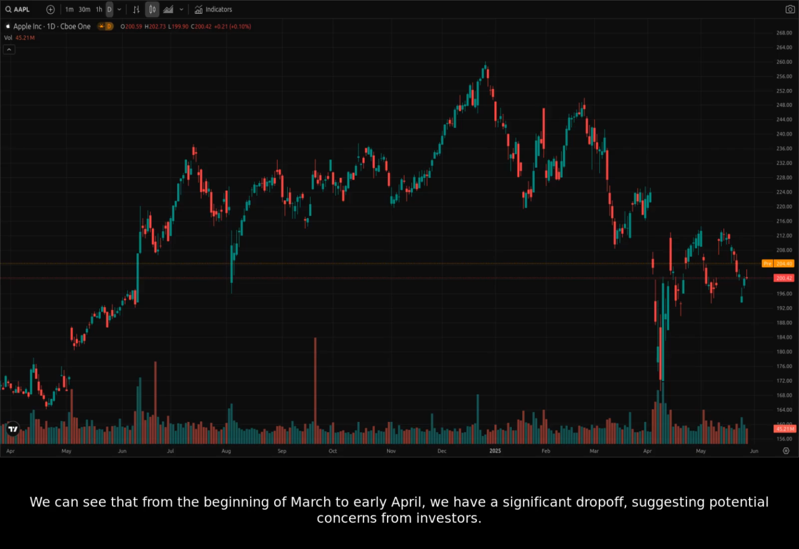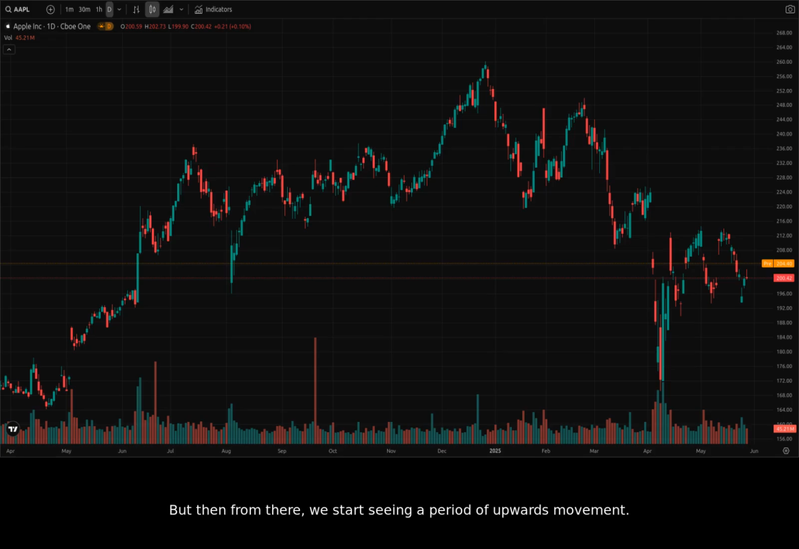We can see that from the beginning of March to early April, we have a significant drop-off, suggesting potential concerns from investors. But then from there, we start seeing a period of upwards movement. From the beginning of April to the current point, there's still been a ton of volatility.